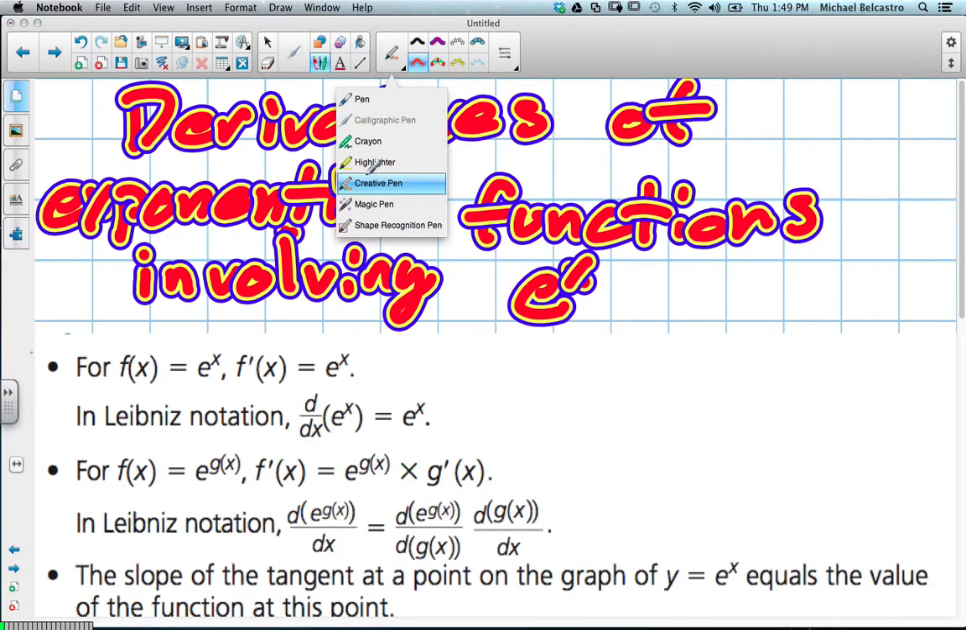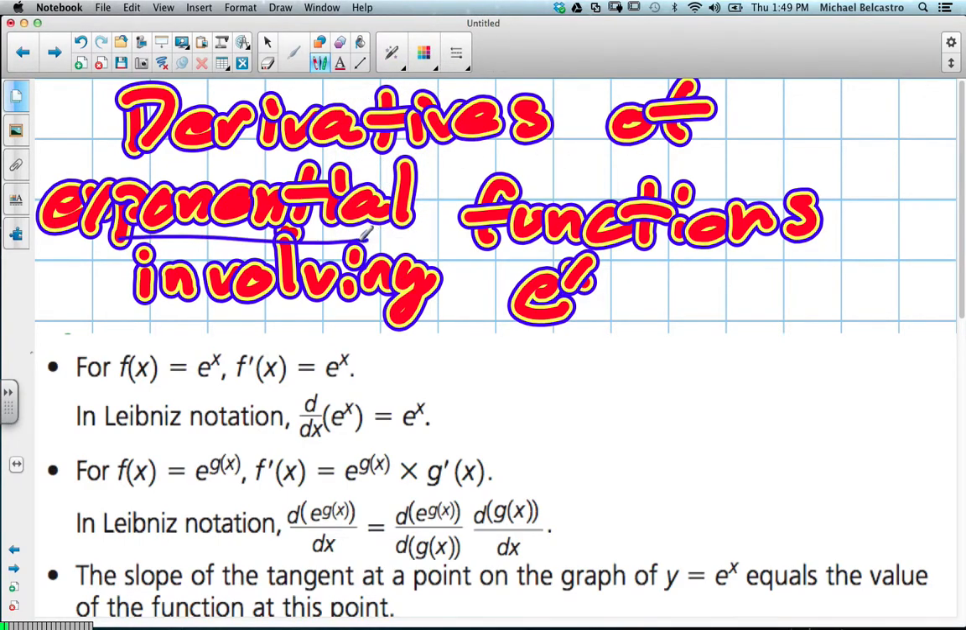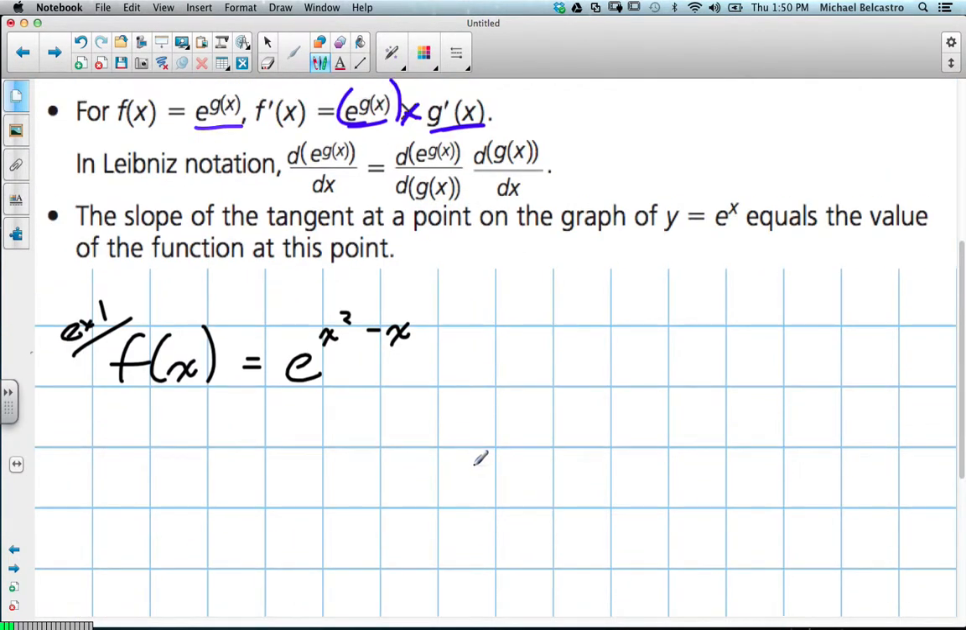Okay, next we're going to work with derivatives of exponential functions that involve our Euler's number to the power of x. Again, we know this is a constant value. Technically, it's just a symbol representing a rational number. We talked about in the last one how the derivative of e to the power of x is e to the power of x. And when it's a composite function, we keep the original and then multiply it by the derivative of our power.